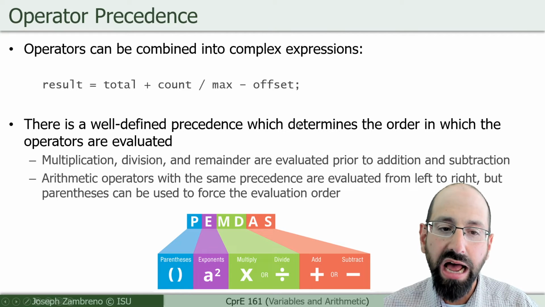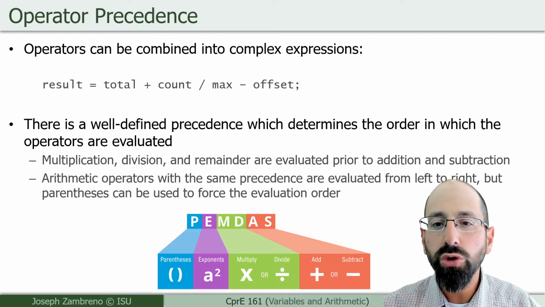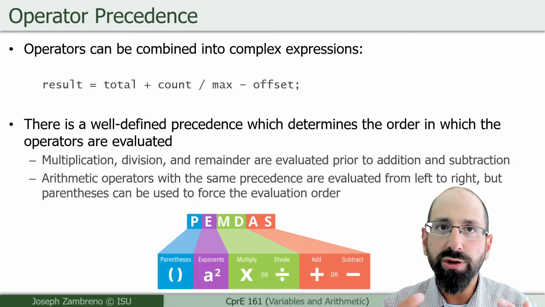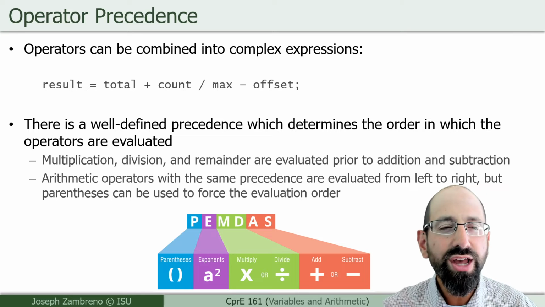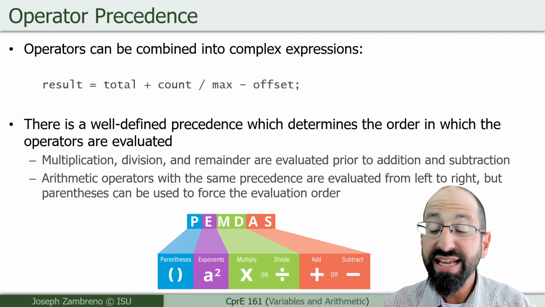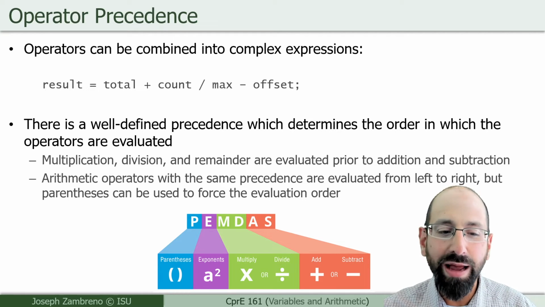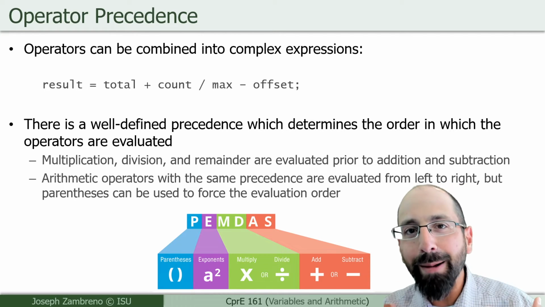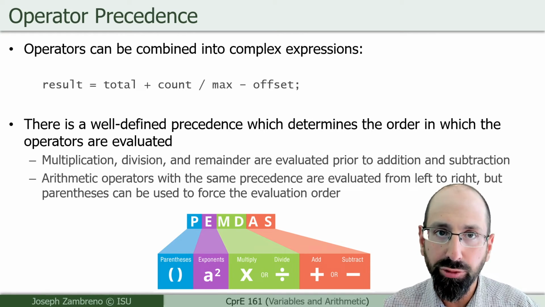And finally, let's talk about operator precedence. By operator precedence, I'm referring to which operators happen first, because as with all languages, you can combine individual operators into more complex expressions. So in this example, the result is equal to the total plus the count divided by max minus the offset. Just like when you learn basic arithmetic in elementary school, there's this PEMDAS order of operations, or GEMDAS, depending on how you learned it, or if you learned some other system. That defines our order of operations, and it's effectively the same exact thing for C programming as well.